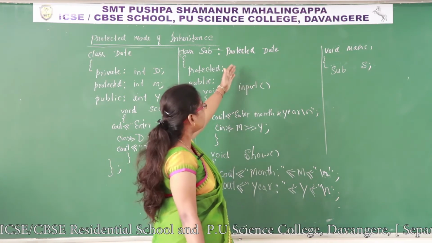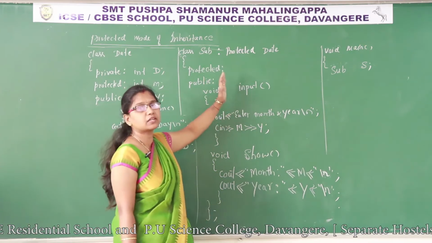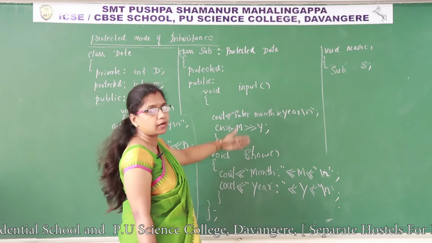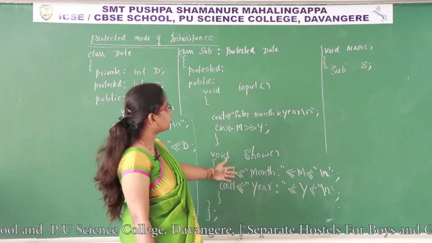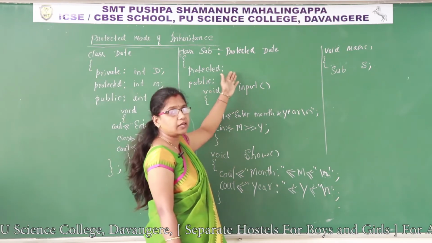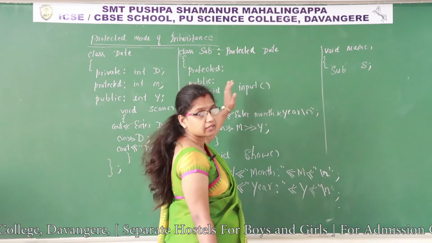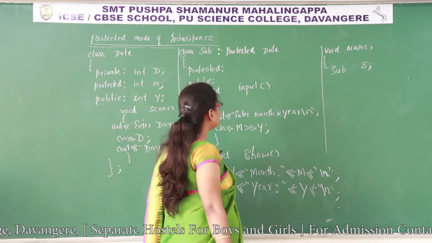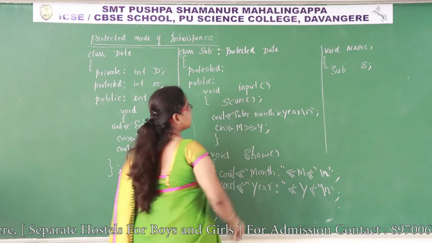Then a protected member of a class can be accessed through the member function of that class. Input and show are the member functions of this subclass. So these two functions have the rights to access the protected data. Now what is there in the protected section? Scan function, the whole function is there in the protected section. I can call scan function here, scan, open close, semicolon.